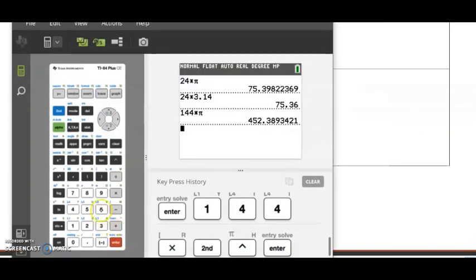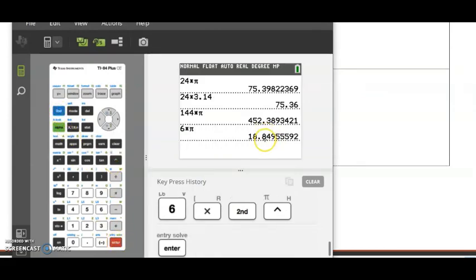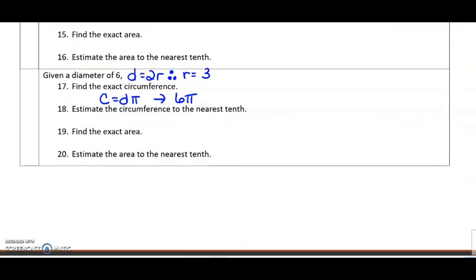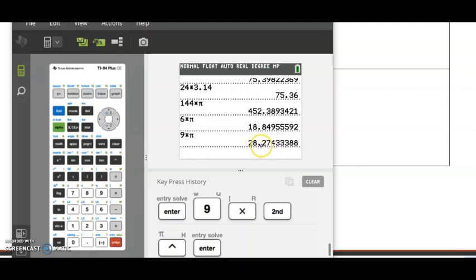The estimate rounded is going to be 18.8 because the 4 is not 5 or greater. To find the exact area, the radius is 3, so when we square 3, we get 9. To estimate that to the nearest tenth, we would have to round up because 7 is greater than 5, 28.3.